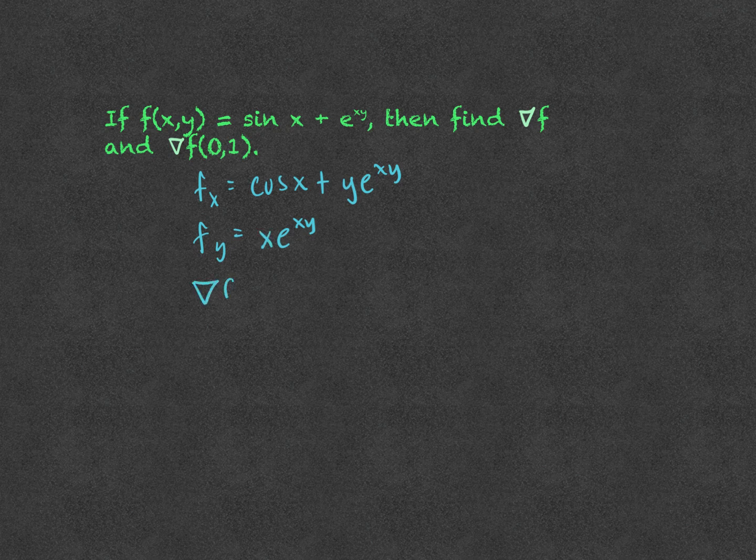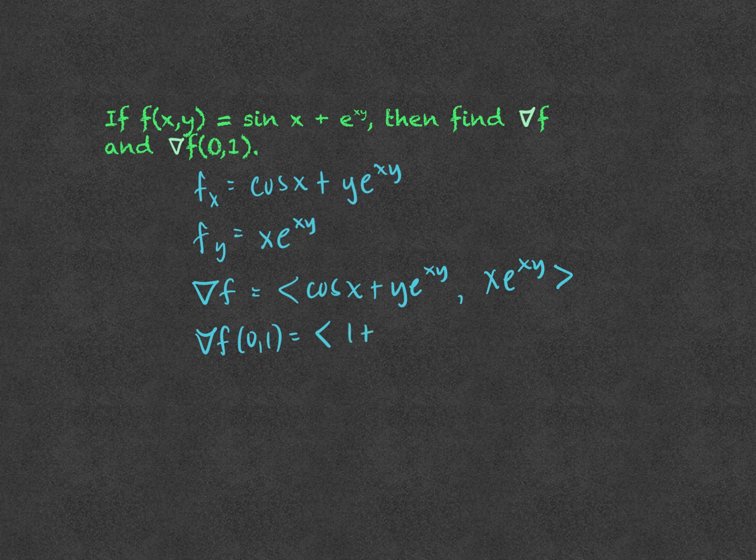So now we can say that the gradient of f is equal to the vector whose first component is cosine x plus y e to the xy, and the second component is x e to the xy. Now we're supposed to find this at the point (0, 1). So we're going to plug in these x and y values. So we're going to say cosine of 0 is 1, plus y is 1, e to the 0 is 1, so that just makes 1. And then we have x, which is 0, times anything gives us 0. So this answer for the vector is (2, 0). So it's not too bad. Your gradient is the vector of the partial derivatives.